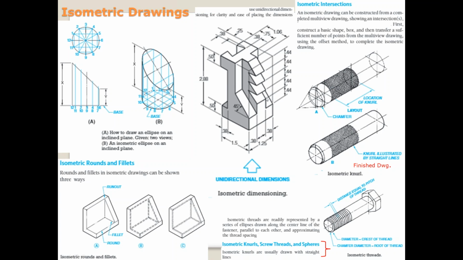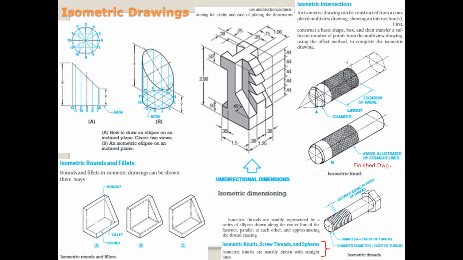For isometric dimensioning, it's the same rules and policy and regulation that we learned last lecture. For isometric dimensioning, you would use unidirectional dimensions. Unidirectional dimension means looking in one direction. Everything is facing down. You're looking in this direction, and you're going to see all these dimensions facing this direction going down. This is the best way to make isometric dimensions.